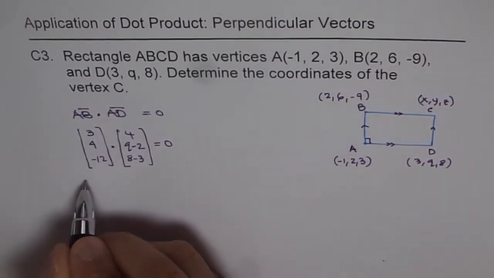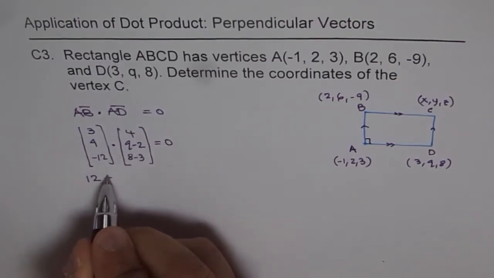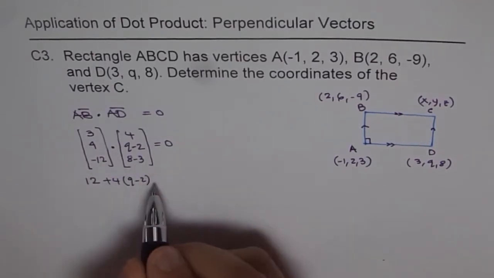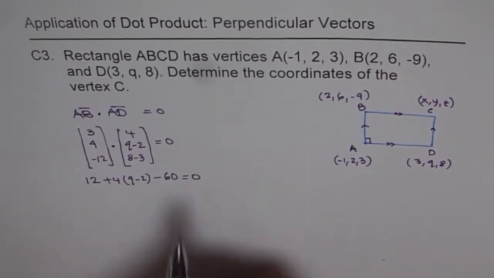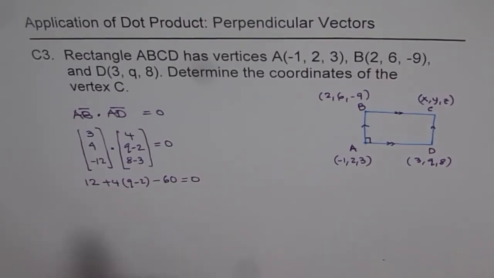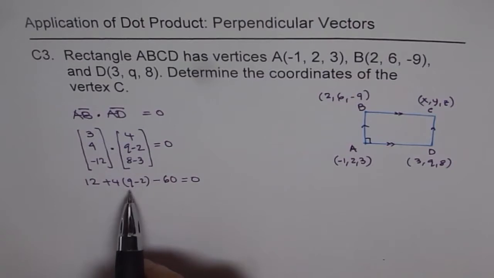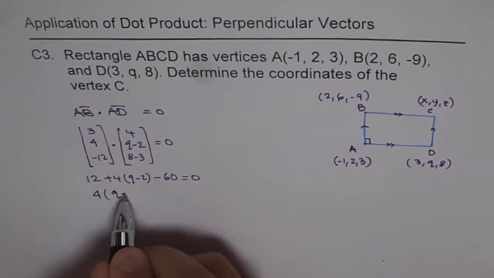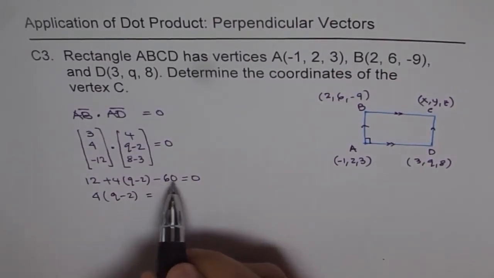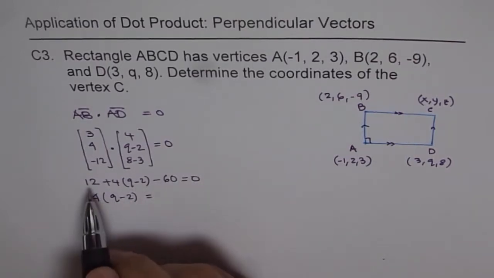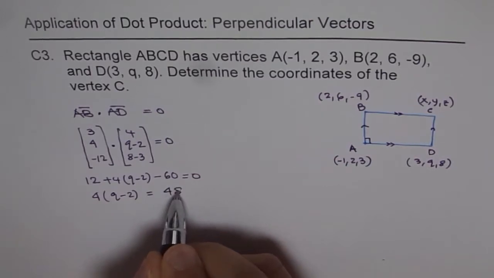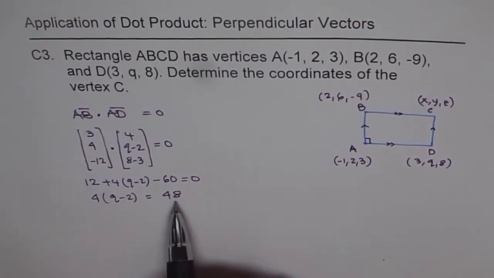So 3 times 4 is 12. Plus 4 times (Q minus 2). And -12 times 5 will give me -60, equals 0. So you get this. Now in this equation, there is only one unknown, which is Q, and you can always find that. So we can solve this. We get 4(Q minus 2) equals -60 plus 12, which is -48. When we bring it to that side, it becomes plus 48.